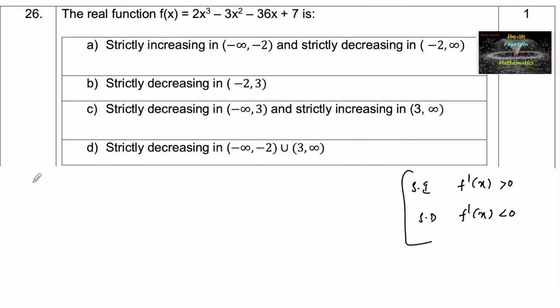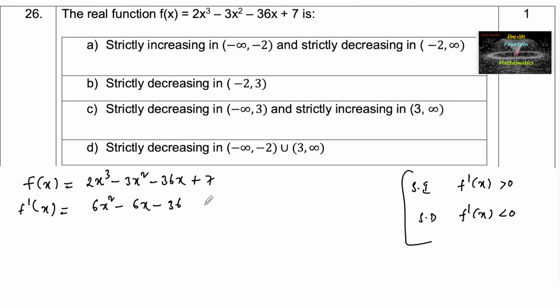Okay, let us check by differentiating the function. f of x is equal to 2x power 3 minus 3x square minus 36x plus 7. So differentiating with respect to x, we have 6x square minus 6x minus 36. So you can take 6 common, so we'll have x square minus x minus 6. So we can write this as f dash of x is equal to 6 times, by factorization, x minus 3 into x plus 2.